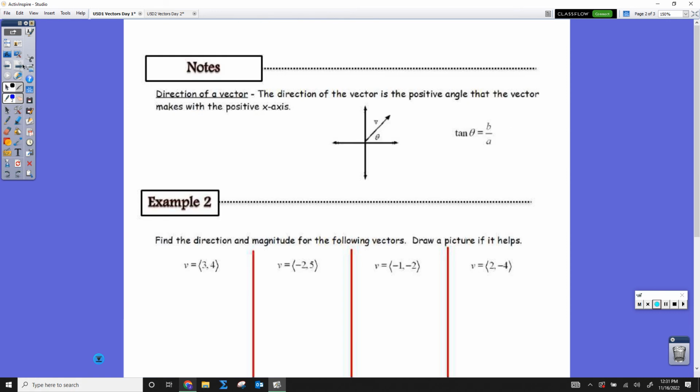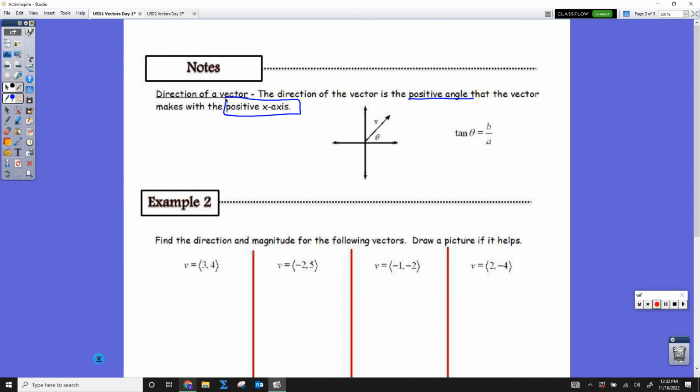All right, next thing. I talked about magnitude. Right now, our one thought for magnitude is length. Let's also say what the direction of the vector is, because we talked about that being the two pieces of the vector. Here's the key part: it's the positive angle that it makes with the positive x-axis. The positive x-axis.